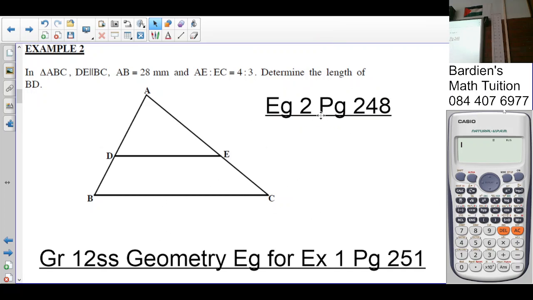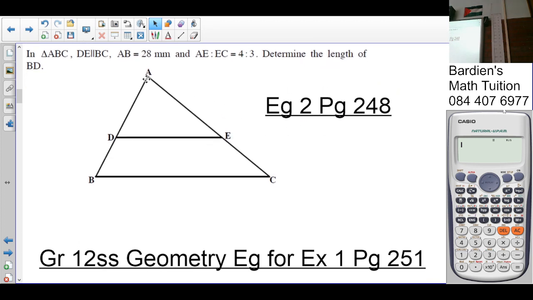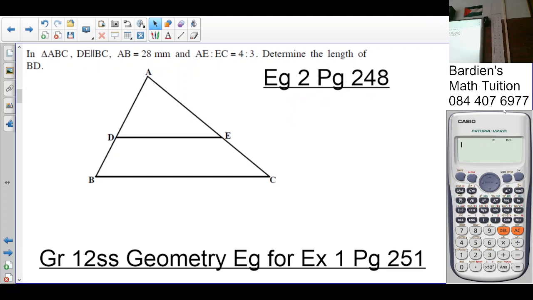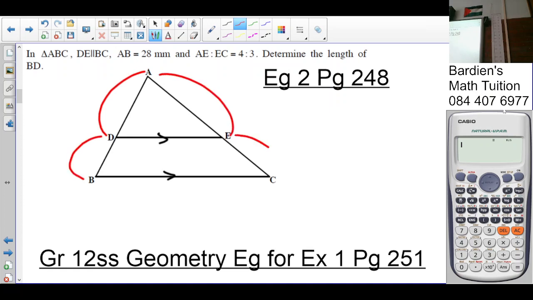Okay. So example 2 on page 248, we are told that in triangle ABC, DE is parallel to BC. Then we are told the length of AB. Before I go anywhere else, what can we conclude from here? Those lines are parallel, so we know that AD over DB is equal to AE over EC, and all its multiplication rules.